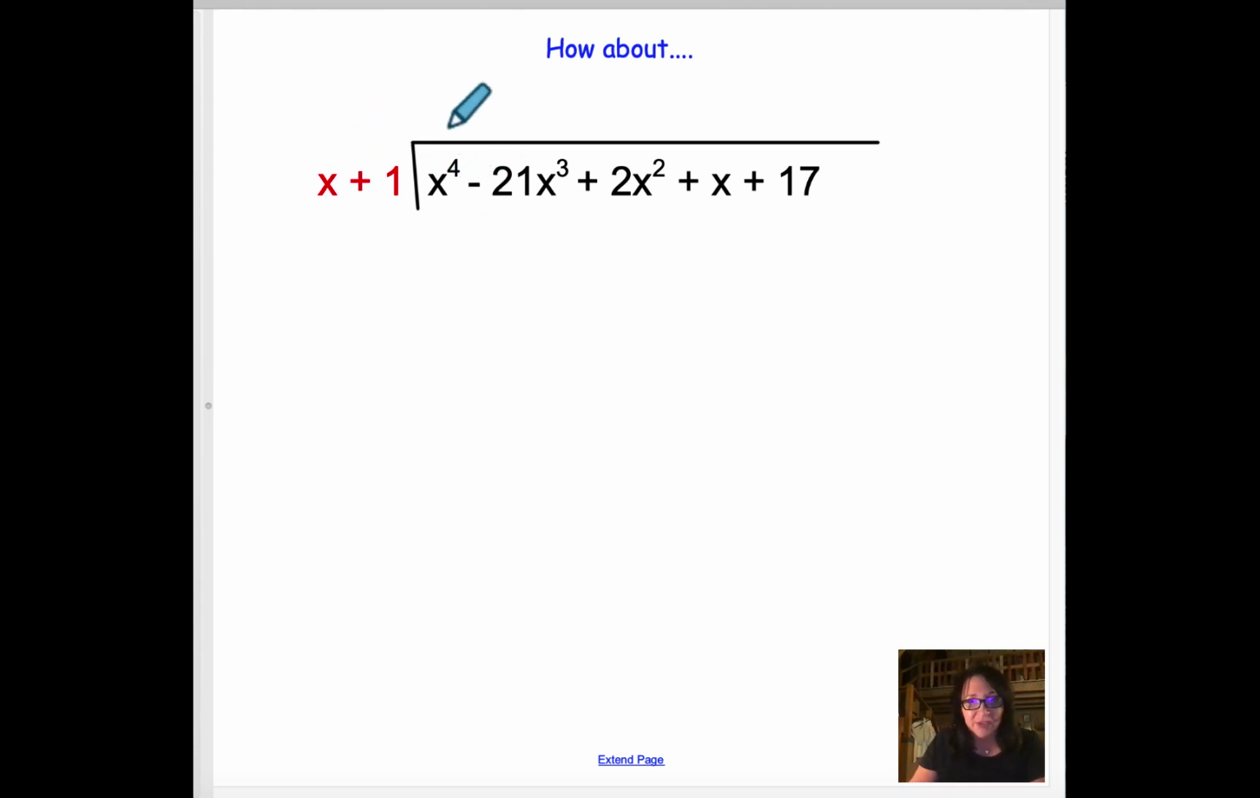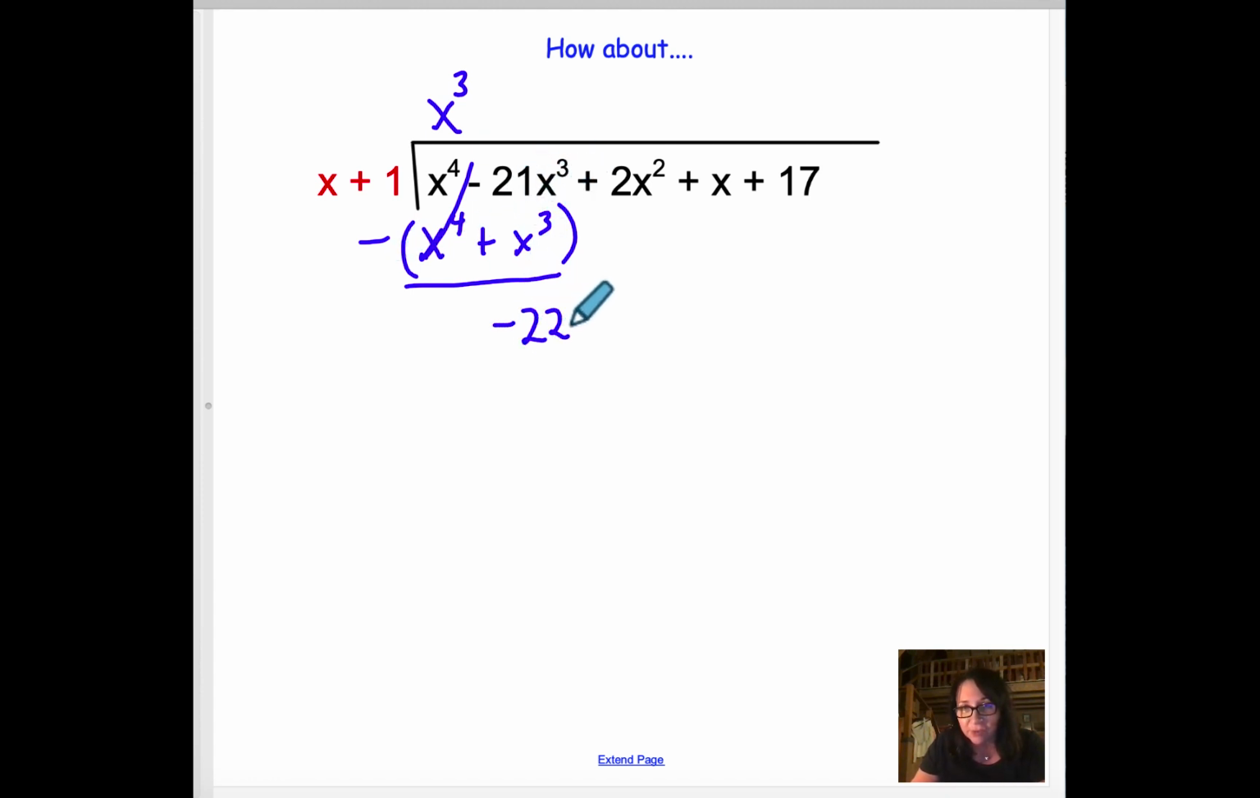X times what is x to the 4th? So we're gonna go with x to the 3rd, okay? And then x times x to the 3rd, you get that number up, and then I have to multiply. So x to the 3rd times x is x to the 4th. X to the 3rd times 1 is x to the 3rd. So that's going to be plus 1x to the 3rd. Okay. We're going to subtract this quantity. Okay. Let me erase this now. We're going to subtract that quantity, and we get 0 here. And then now I have negative 21 minus 1, which is negative 22.